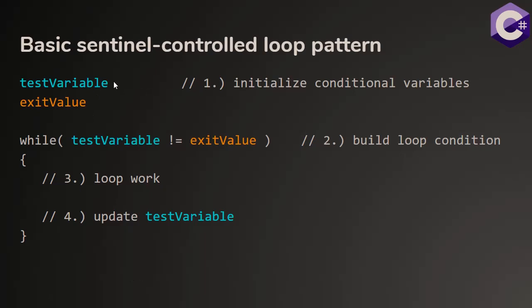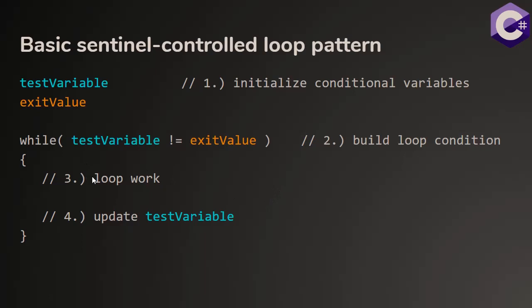So in this example, we're going to have our test variable that's going to be changing. Based on this test variable value, this will determine whether we stay in the loop or not. And then we will also have an exit value. And the condition that we're testing is while this test value variable is not equal to the exit value, we're going to keep doing the work.